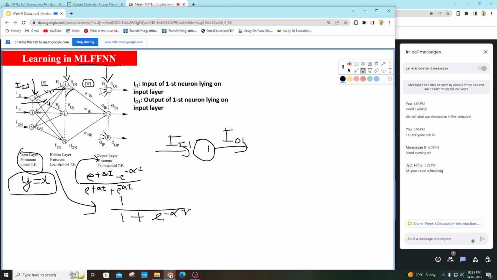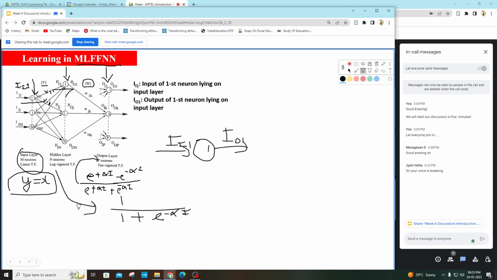So these are the three transformation functions used for three layers. In the input layer what we are using is linear transformation function, that is y equals to x. In the hidden layer what we are using is log sigmoid transformation function, that is 1 by 1 plus e to the power minus alpha I. And in output layer what we are using is tan sigmoid function, that is e to the power plus alpha I minus e to the power minus alpha I, over e to the power plus alpha I plus e to the power minus alpha I. This alpha is some constant and I will be the input of this layer.